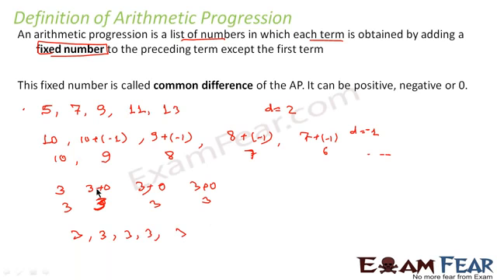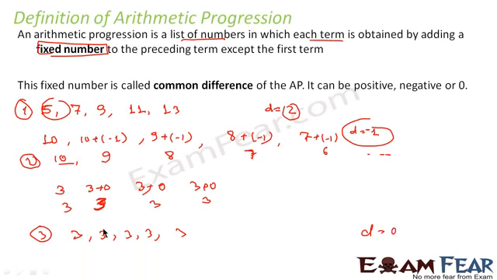Thus we have seen 3 examples of AP. One here where the common difference is 2 and the first term is 5. Second, we took this where the common difference is minus 1 and the first term is 10. And third, we took this where the common difference is 0 and the first term is 3. Correct?